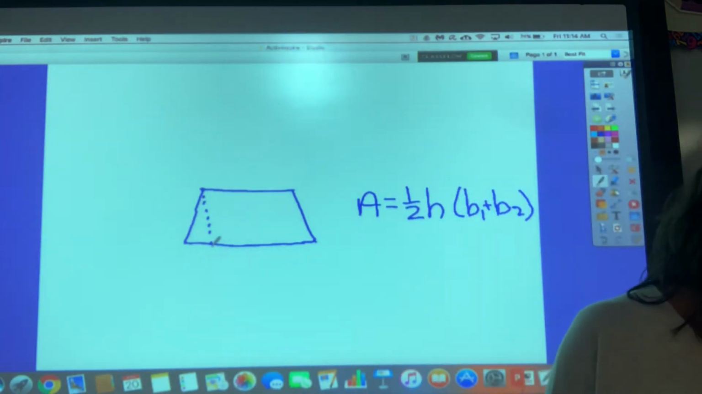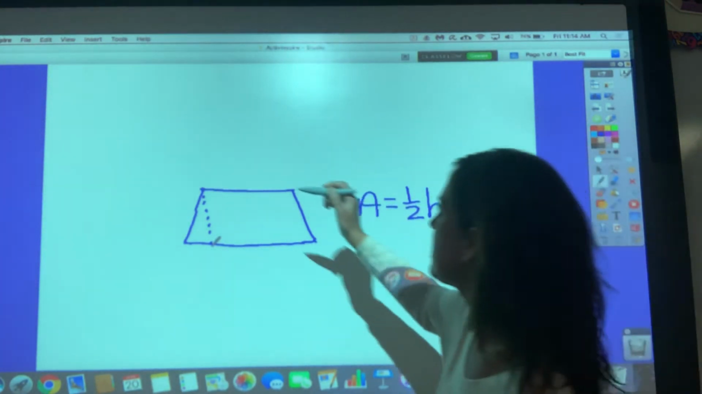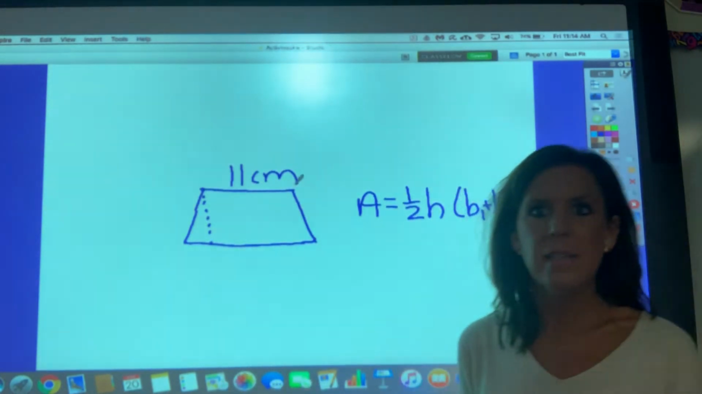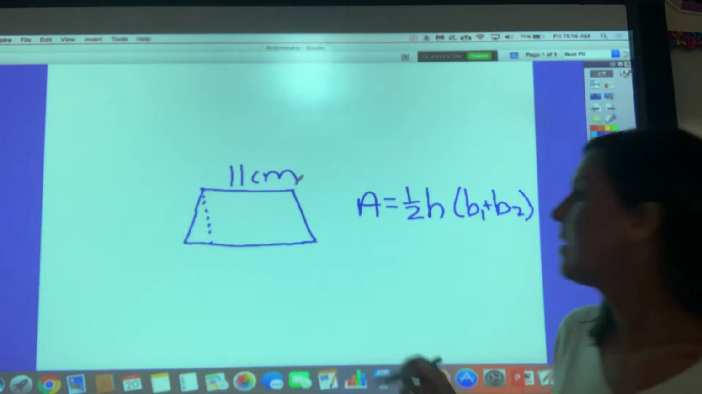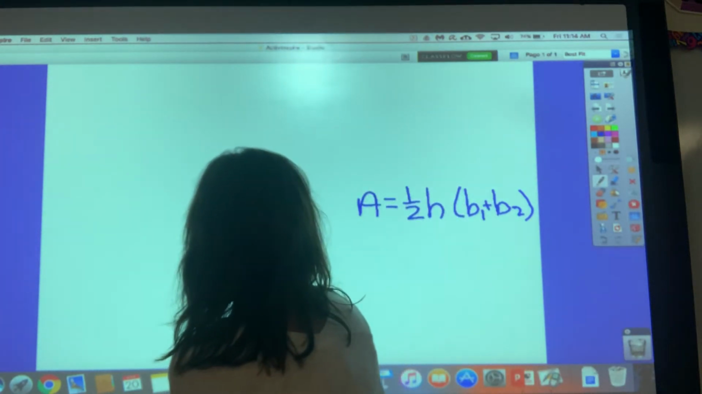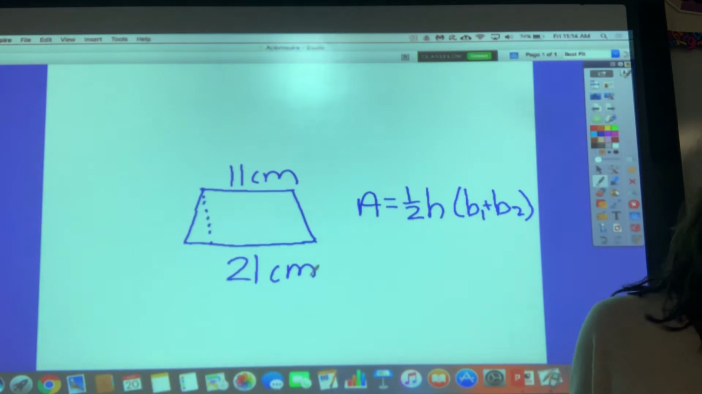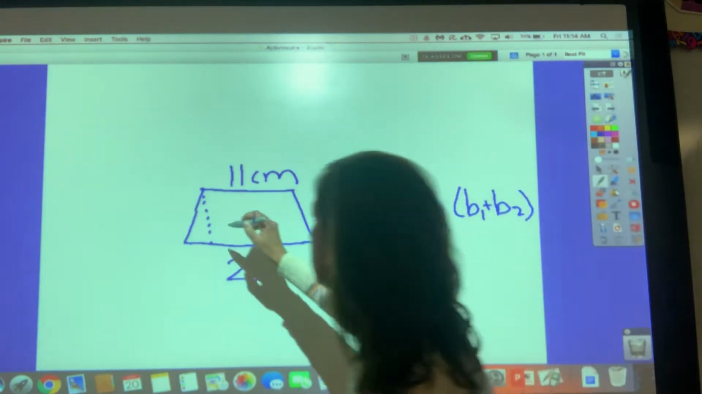All right, so on this one, we're gonna have the base sub 1 is gonna be 11 centimeters. Okay, base sub 1 is gonna be 11 centimeters. Base sub 2 is gonna be 21 centimeters. And our height is going to be 13 centimeters.